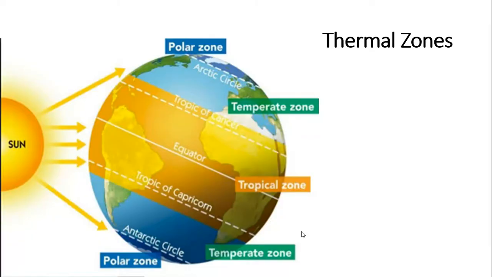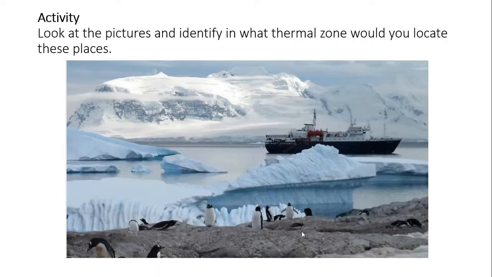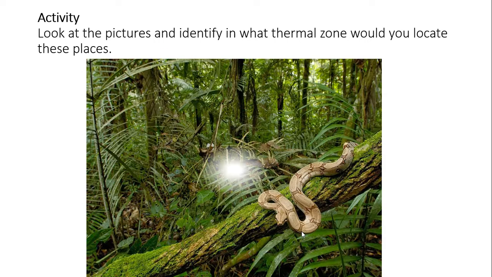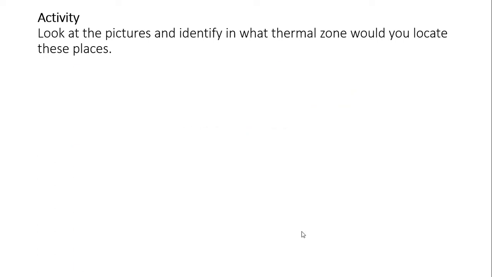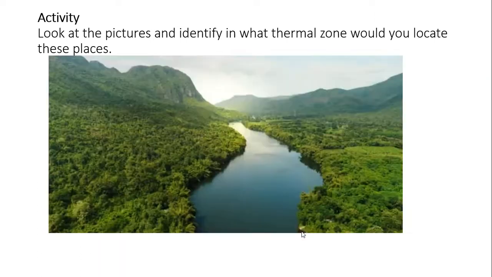On the second activity, it has to do with the thermal zones. Remember, we have three thermal zones: polar zones, temperate zones, and tropical zones. Each zone has its own characteristics. Now, identify to which thermal zones these landscapes belong. It can be either tropical, polar, or temperate. Place them on your notebook.